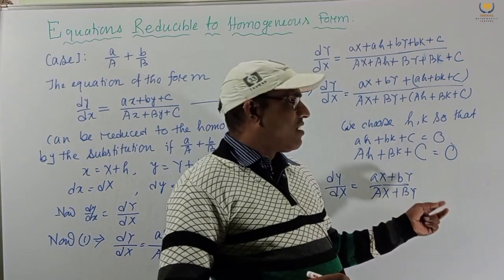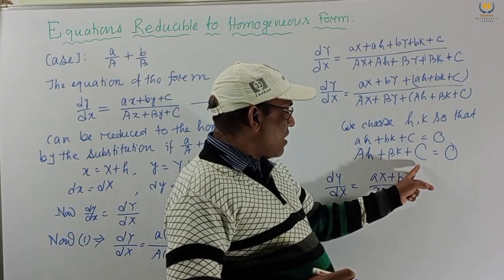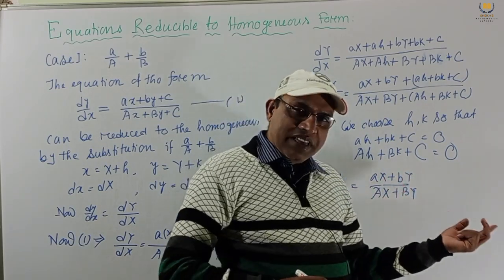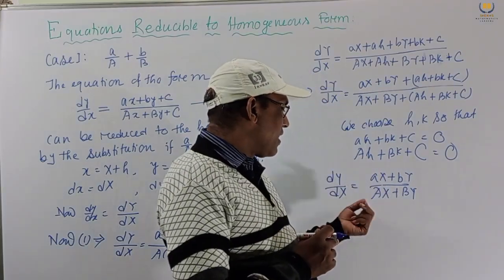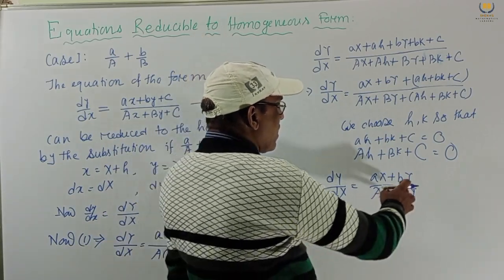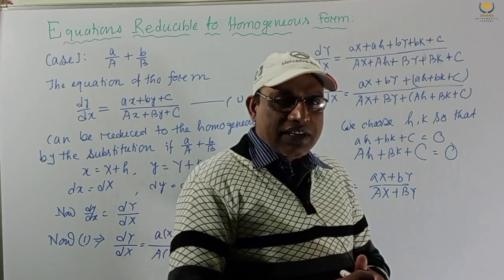This is obviously homogeneous. X degree 1, Y degree 1, so all the terms, their degrees are same. So this is a homogeneous differential equation. We can easily solve by putting Y equal to vX. So this is our first condition.